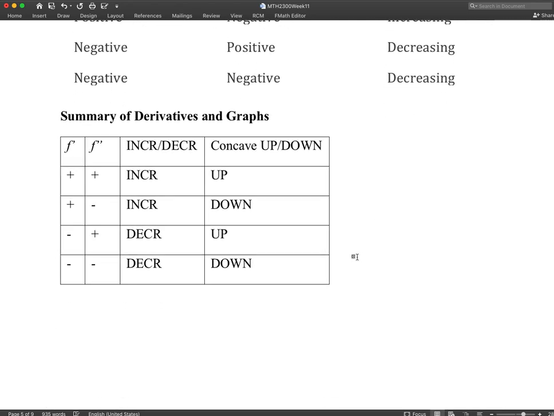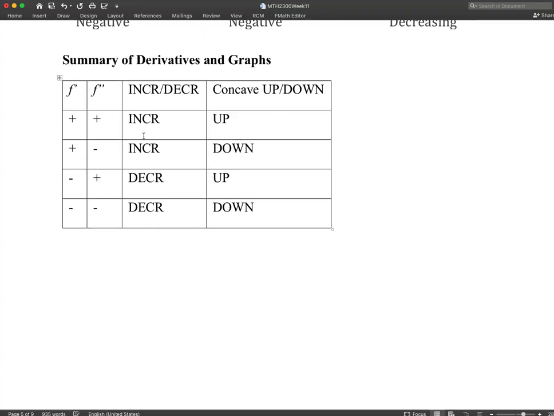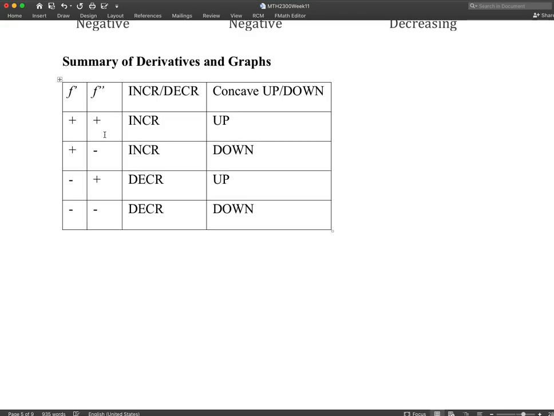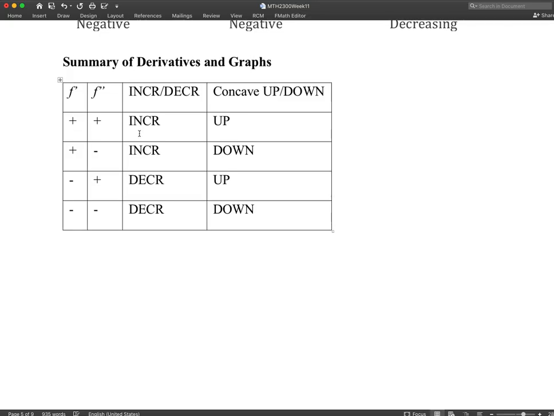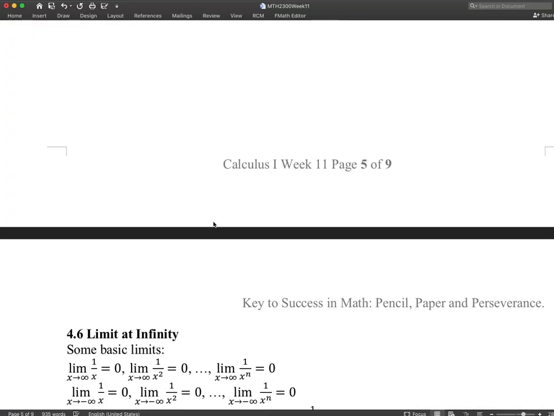So here are some basic conclusions you want to remember about the shapes of the graphs and the derivatives, first order and second order. First order derivative positive means the function is increasing, and second order derivative positive means the graph is opening upward. First order derivative positive, the function is increasing; second order derivative negative means the graph opens downward. Similarly, we may have a decreasing function opening upward and a decreasing function opening downward. These conclusions are just from the derivative tests.